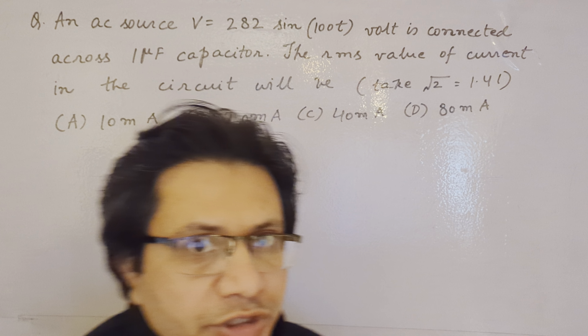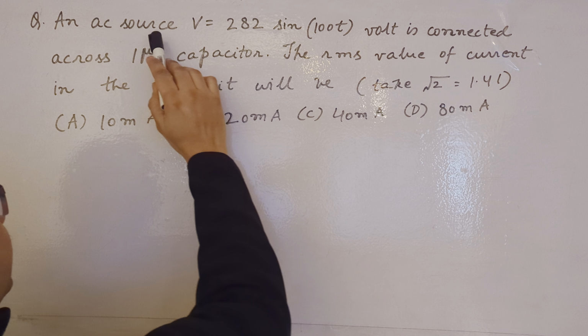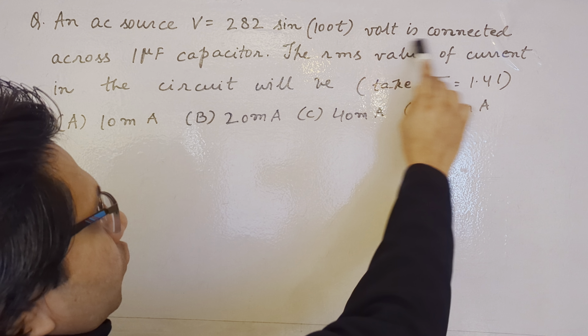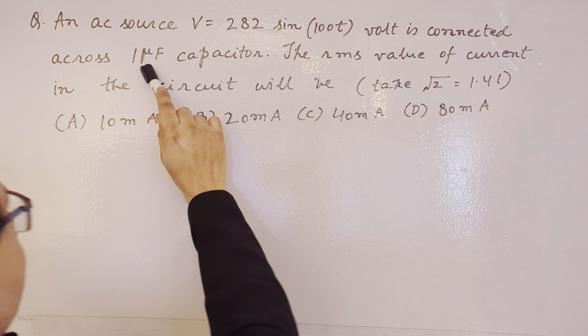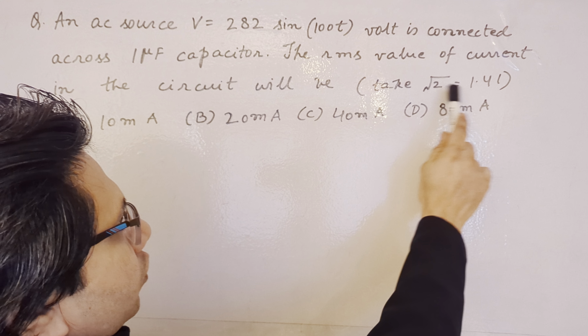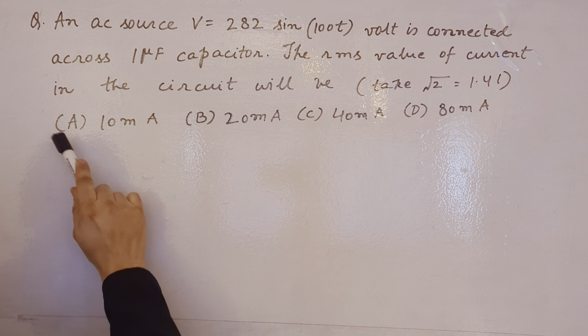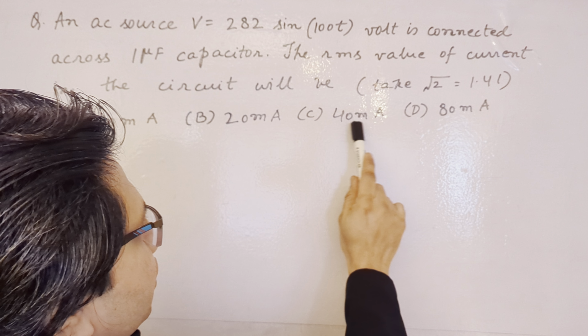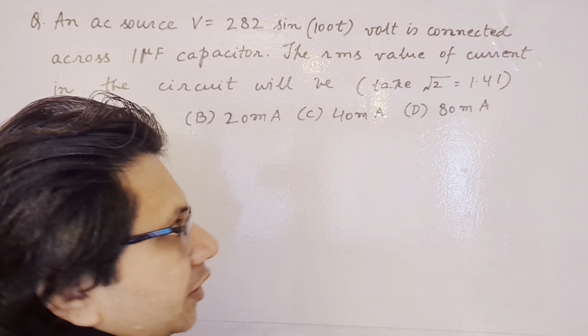Hello students, the question is: an AC source V equals 282 sine 100t volt is connected across a 1 microfarad capacitor. The RMS value of current in the circuit will be, take square root 2 equals 1.41. Option A 10 milliampere, option B 20 milliampere, option C 40 milliampere and option D 80 milliampere.